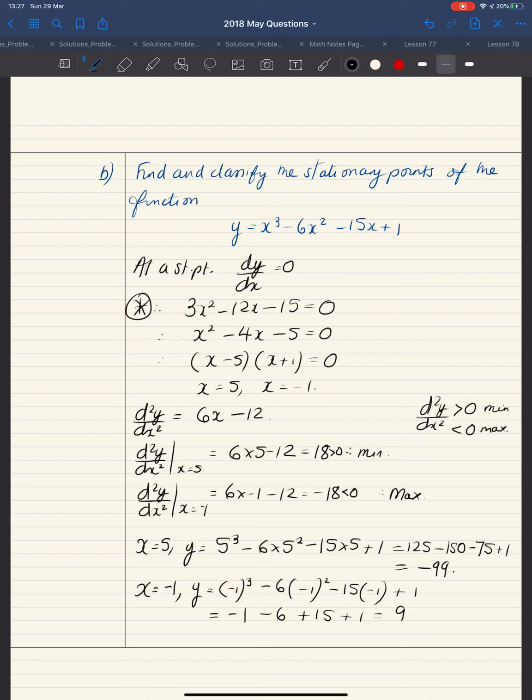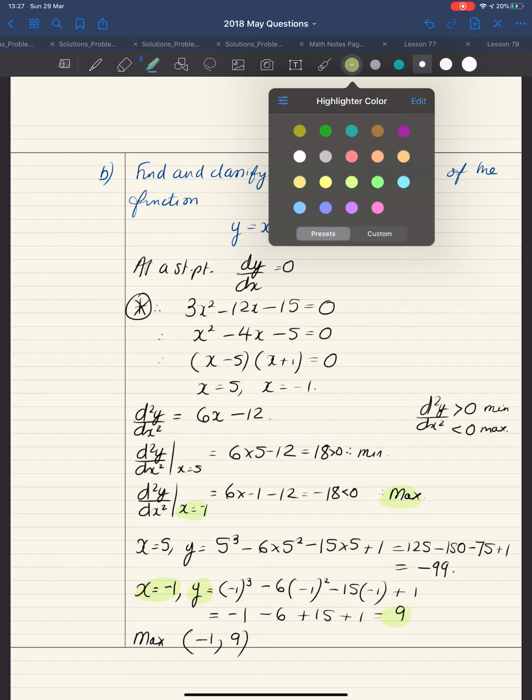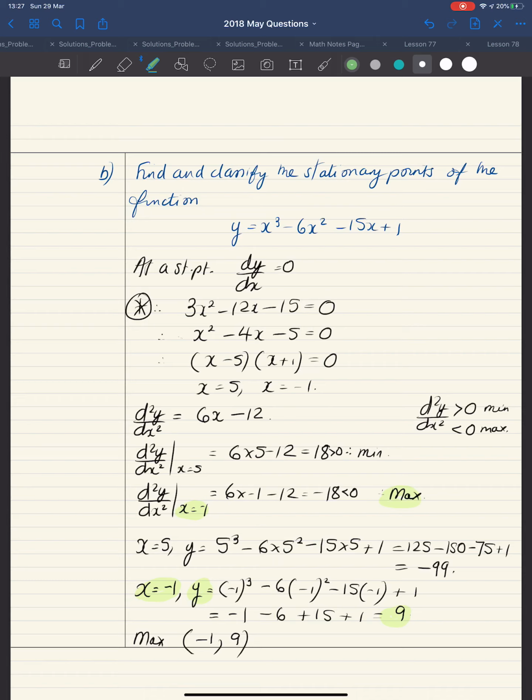So, to summarise, our maximum is when x is minus 1 and y is plus 9. Putting those together: x is minus 1, y equals 9, and x is minus 1 is a maximum. And then the minimum, we've got x is 5 is a minimum, and when x is 5, y is minus 99. So the minimum is x is 5, y is minus 99.